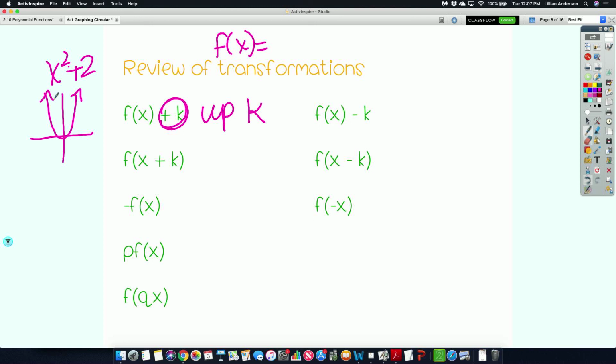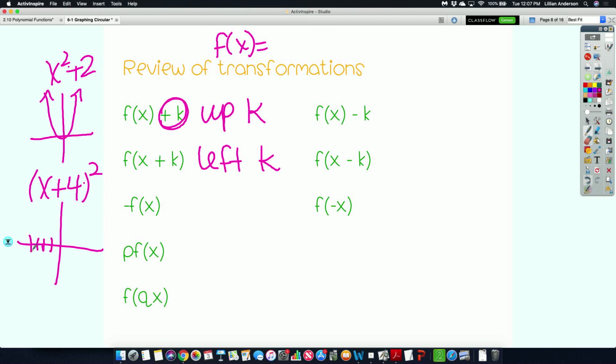When it's x plus k, but the k is on the inside. It's the left. Remember, anything on the inside was the opposite. So when you had x plus 4 squared, that meant that the graph, that quadratic, shifted to the left 4 units. Y'all remember this? All right? This one's kind of hard to see because of the font I use, but there's a negative out front.